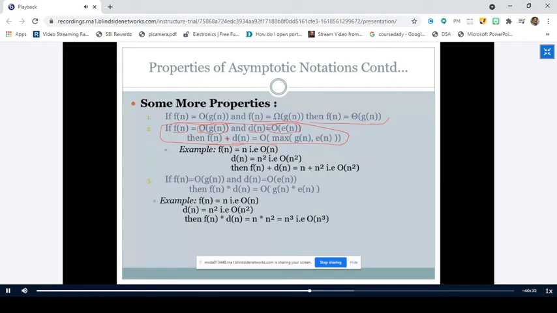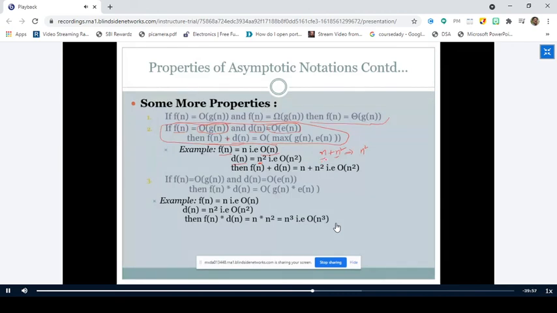We will explain it with an example. Let us take f of n having a time complexity of big O of n, and d of n having a time complexity of n square. Then what happens to f of n plus d of n? It is n plus n square. What is the final result? Big O of n square. You are taking the maximum of n square and n. Is it right or not?